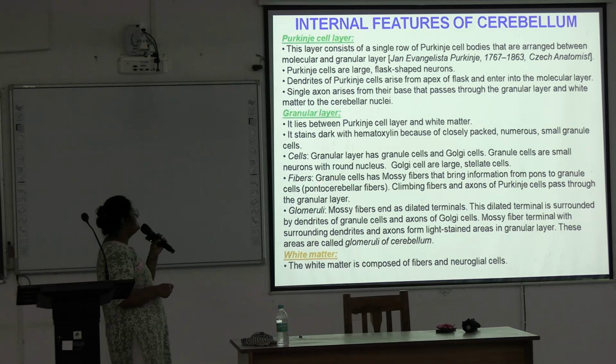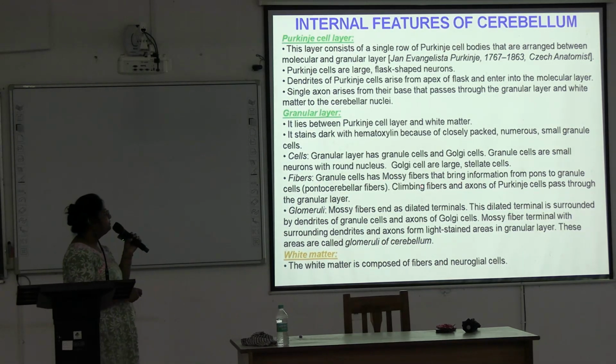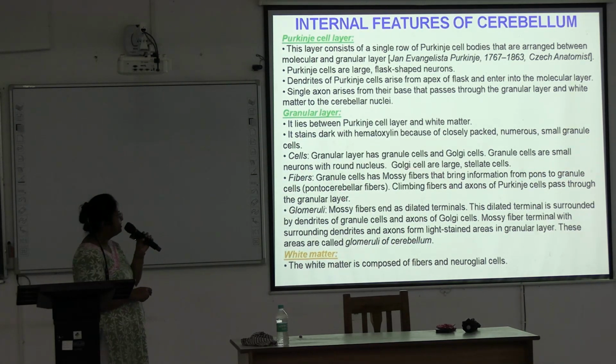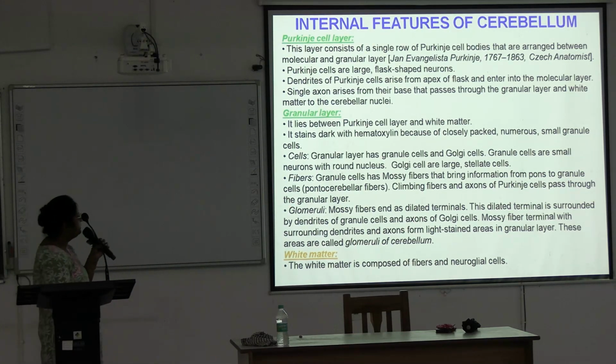The fibers of this layer are mossy fibers that bring information from the pons to the granule cells, the pontocerebellar fibers. And climbing fibers and axons of the Purkinje cells pass through the granular layer. And the cerebellar glomeruli are formed here.